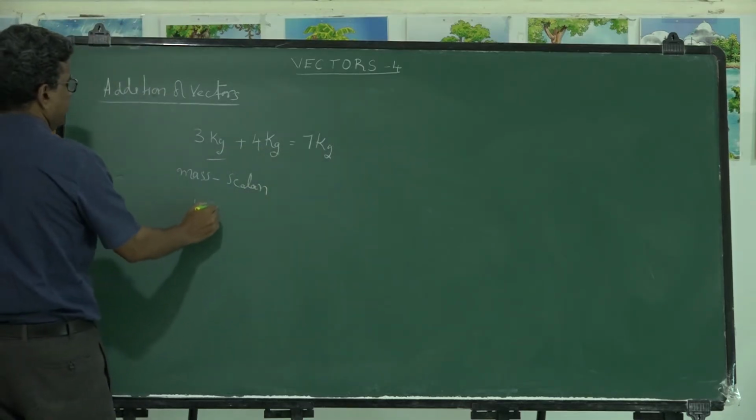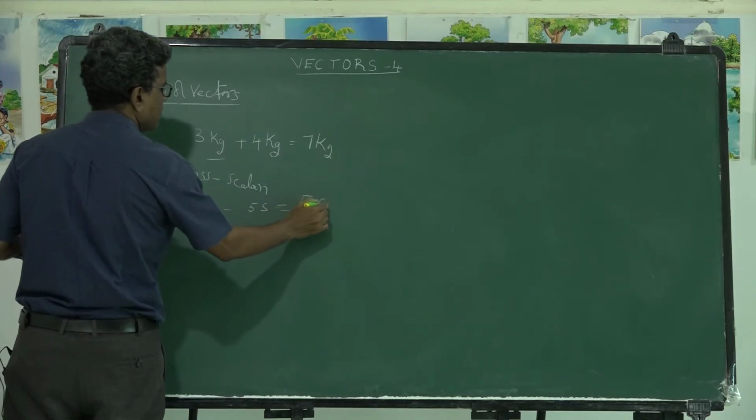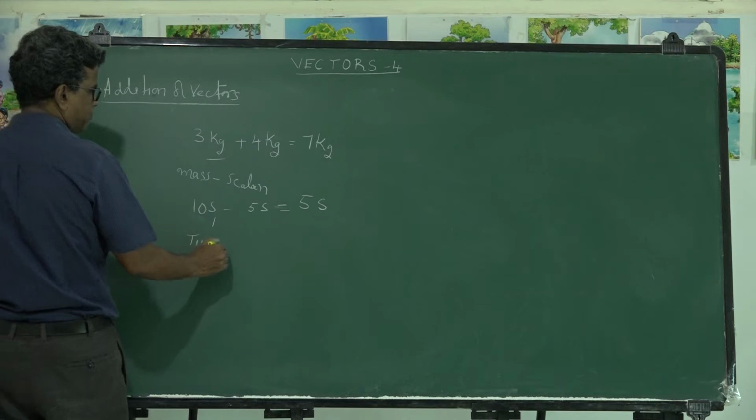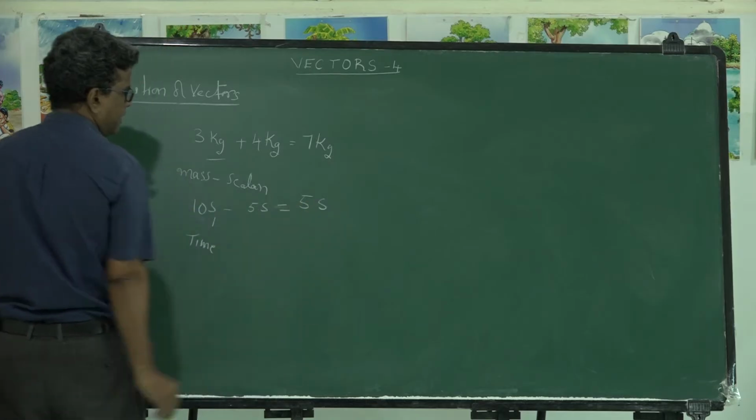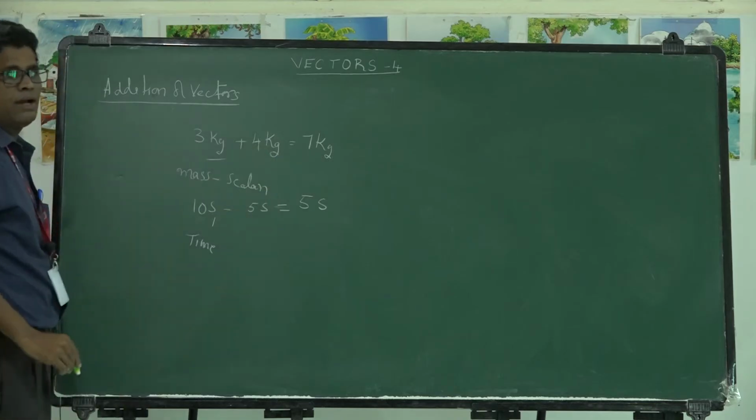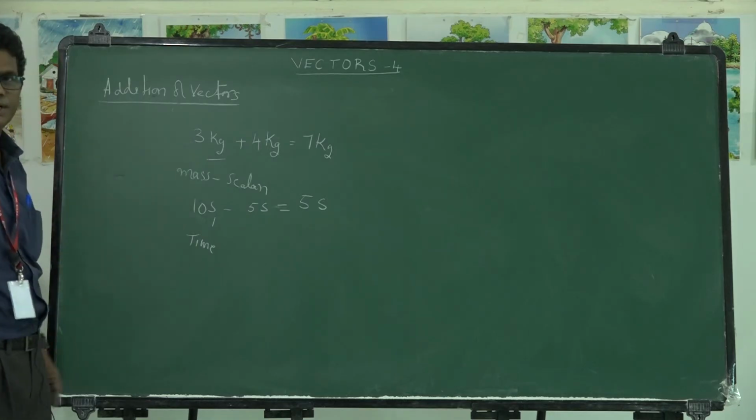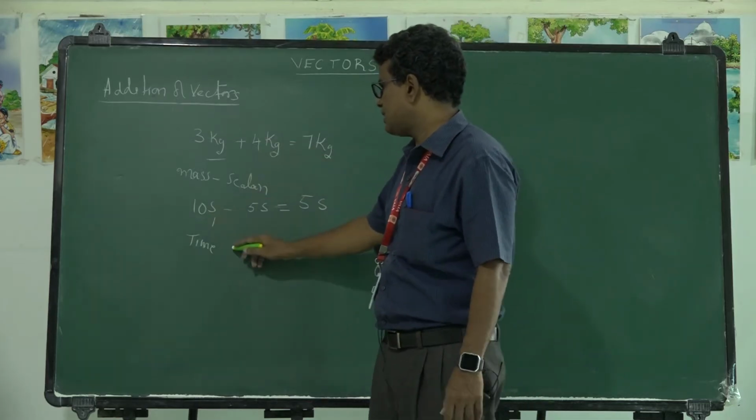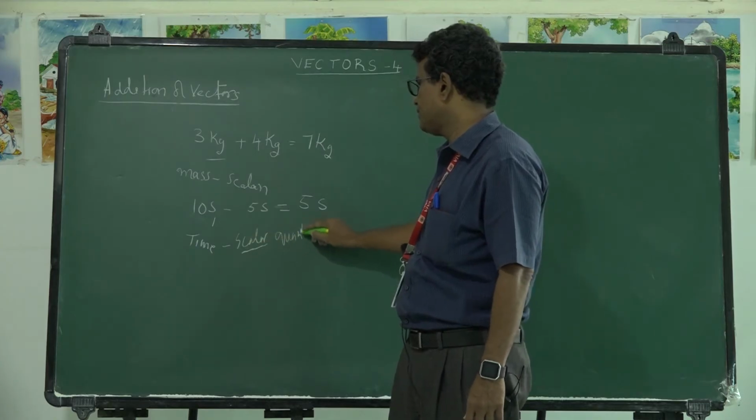Similarly, 10 seconds minus 5 seconds gives 5 seconds. The second is a unit of time. So if you subtract second from second, you will get second. So you can add or subtract if these two quantities have the same units and dimensions. That is called the principle of homogeneity. Similarly, this is addition of scalars. Time is also a scalar quantity.